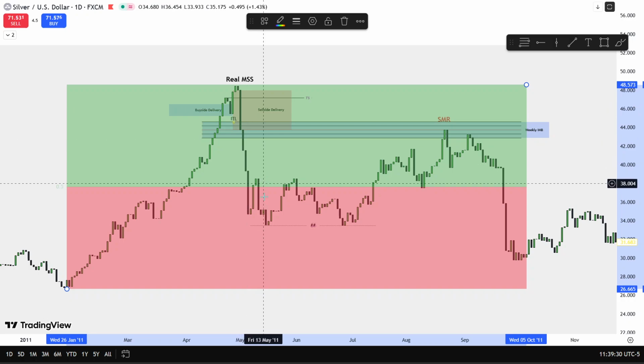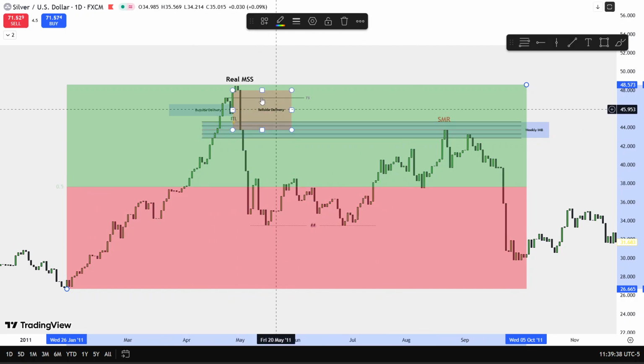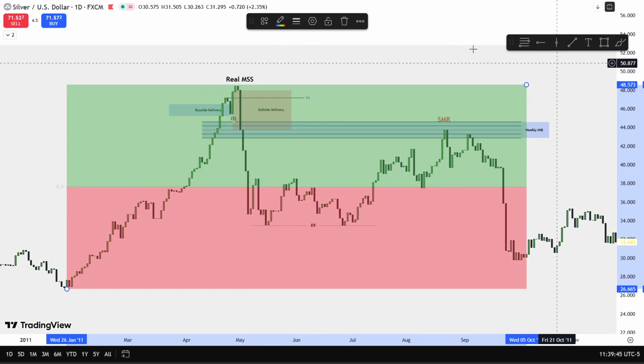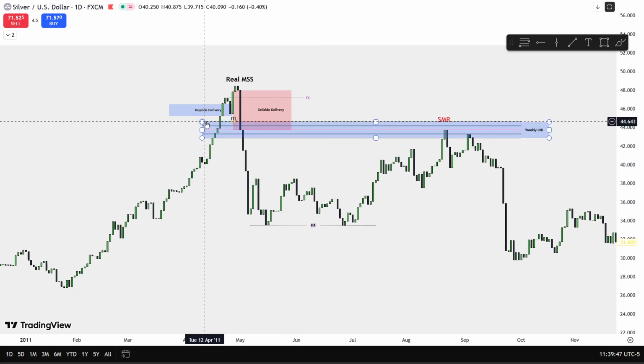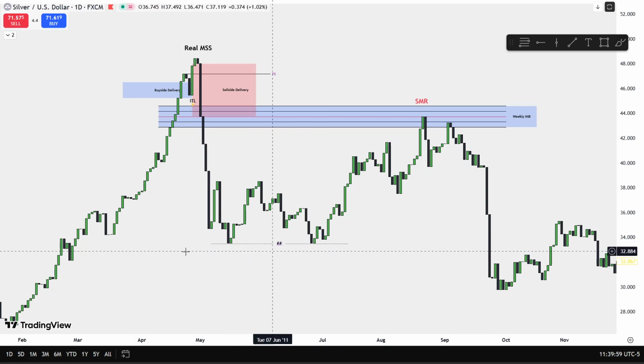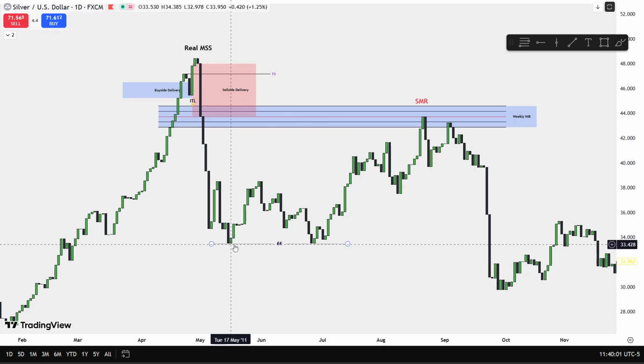So price is in a discount right now, it's consolidating. Where it's consolidating near the 50% of this price leg, that is known as equilibrium. We can see that right here. This blue imbalance is a weekly imbalance. You can see I have plotted the quadrant levels. Another thing I can spot right here is this low, this low, and this low. These are kind of relative equal lows.